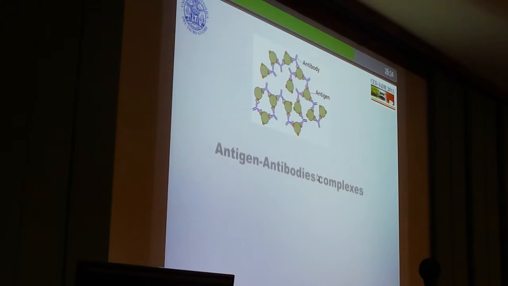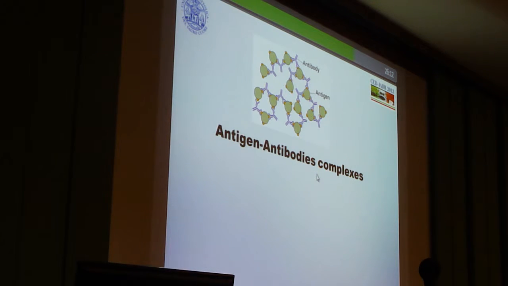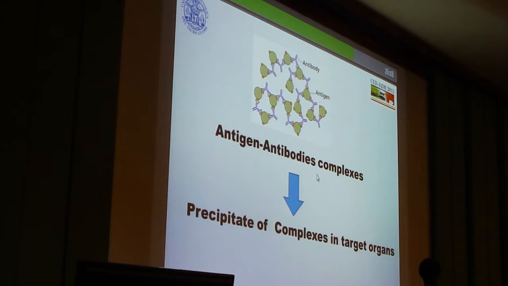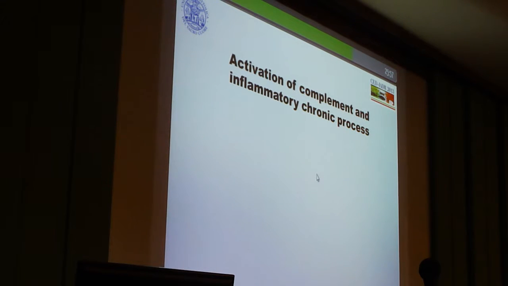Antibodies with antigens form complexes. These complexes can precipitate in target organs, which are usually filters of our body. With this precipitation, we have the activation of complement and a chronic inflammatory process, and so the damage of the target organs.